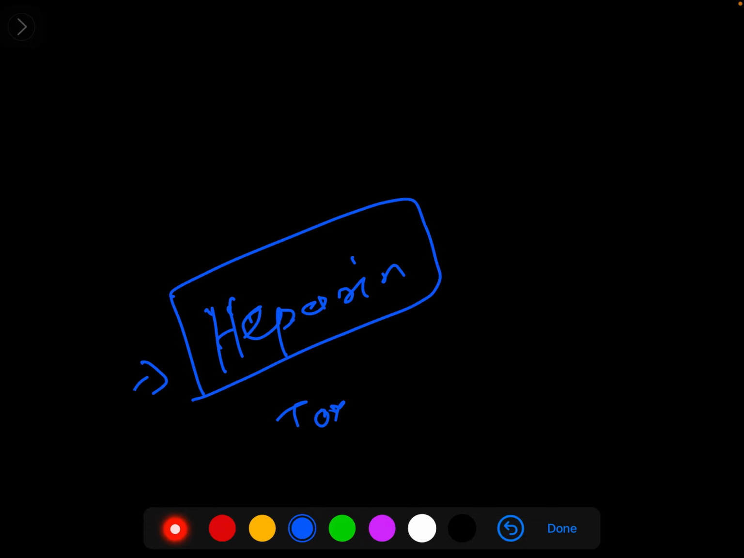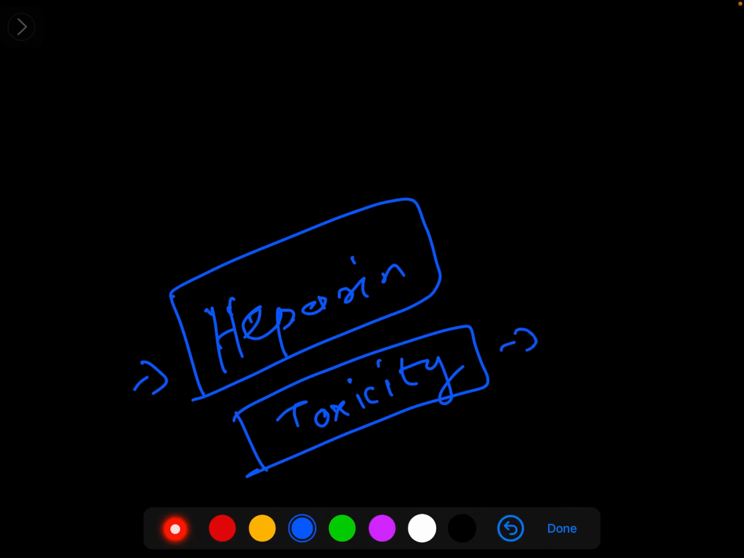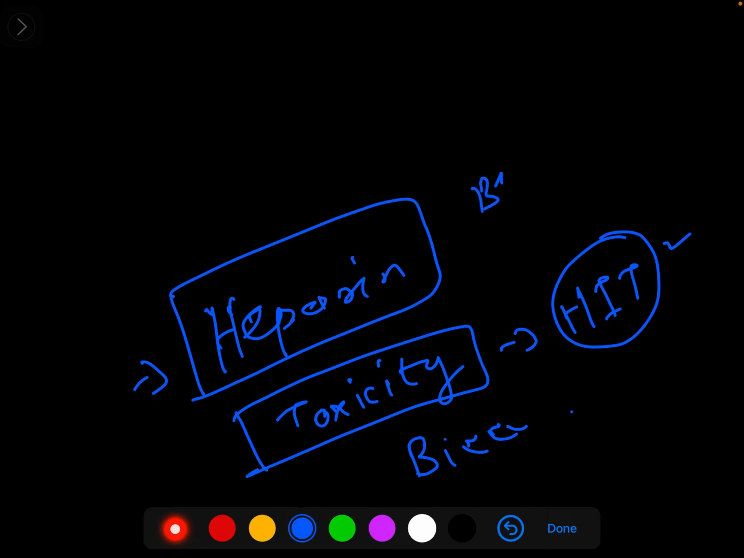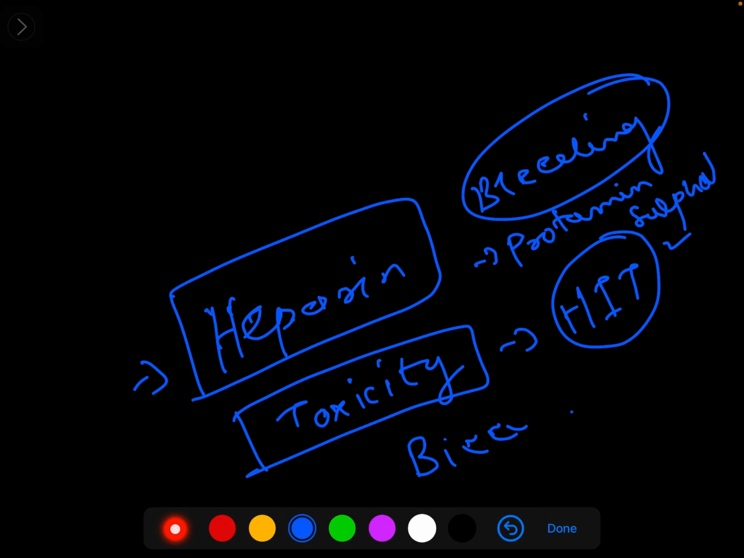Now if there is a toxicity, if you have given the patient heparin, but the dose is increased, or the patient has HIT, or there is a toxicity of this drug, there will be bleeding in the patient. So now which drug do we need to give? What is the antidote? Protamine sulfate. This is the antidote for heparin.